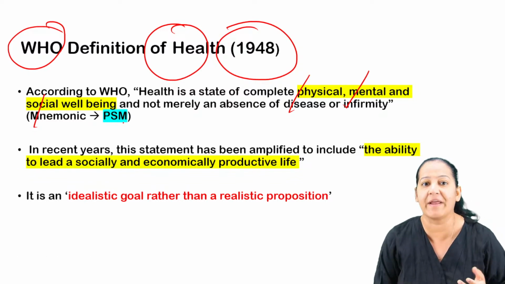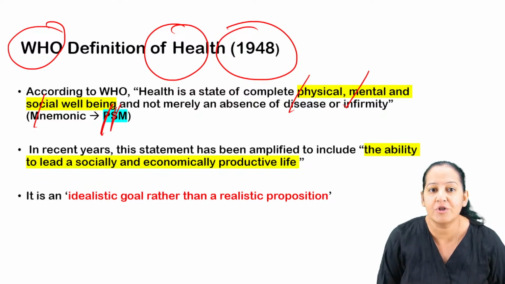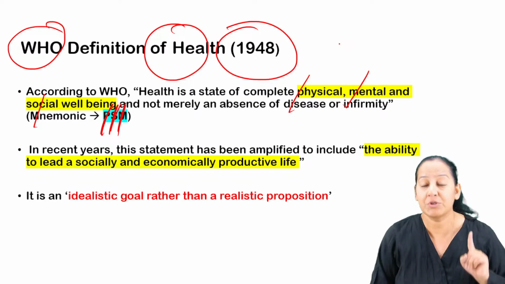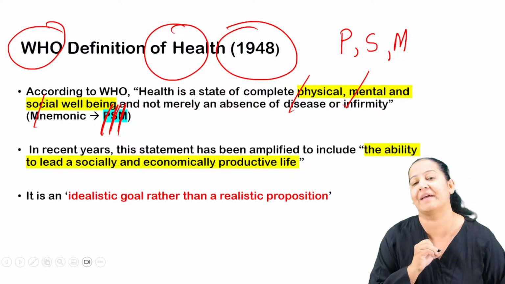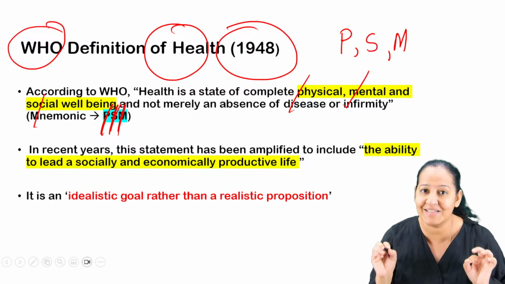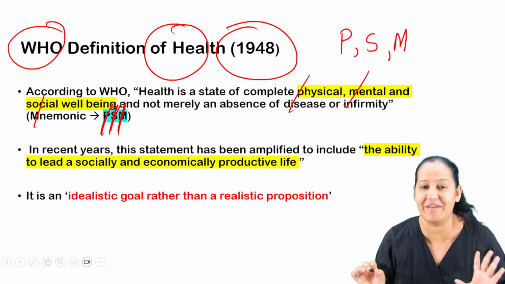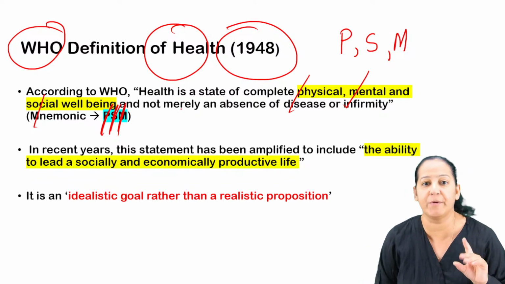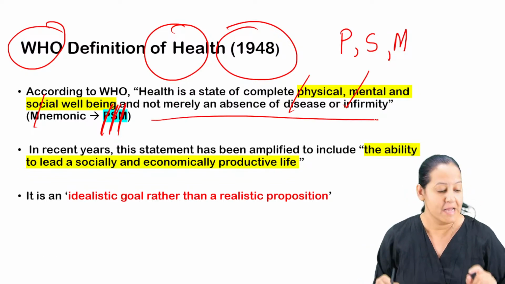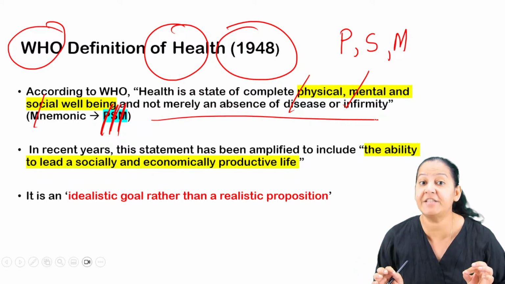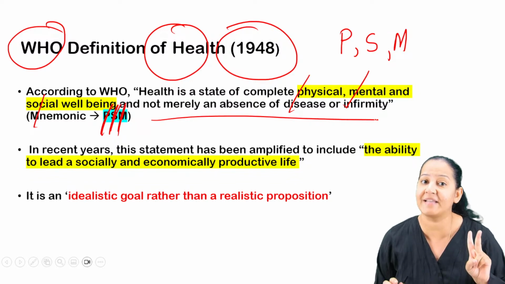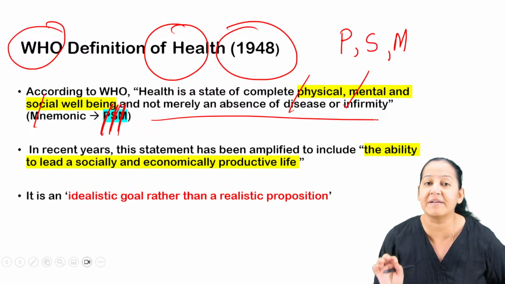You can learn the mnemonic. The mnemonic is PSM: physical, social, and mental well-being. Health is the state of physical, mental, and social well-being. Health is a state of PSM. This is the definition given by the WHO: not merely the absence of disease. It is the complete physical, mental, and social well-being. Then we can say the person is healthy.